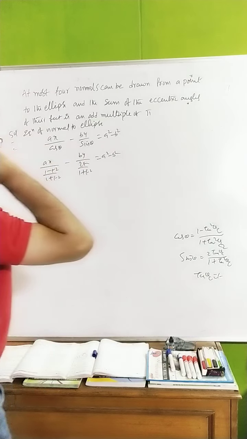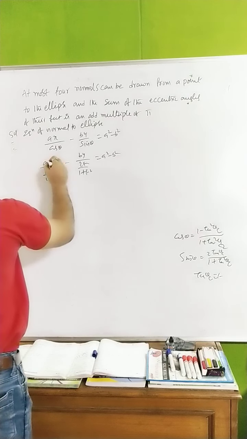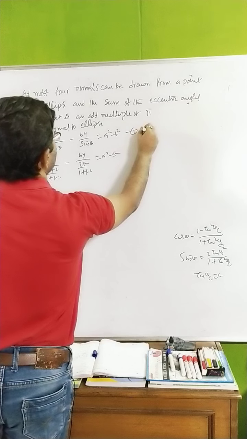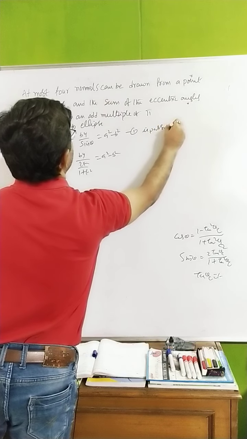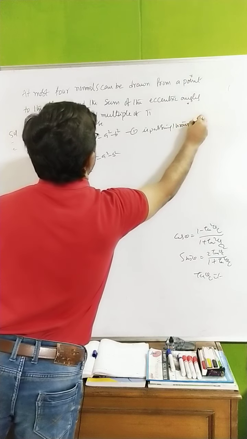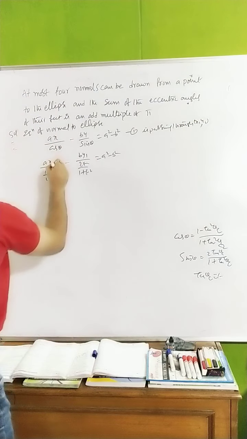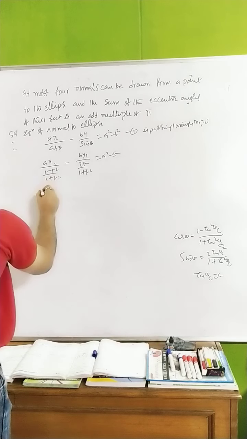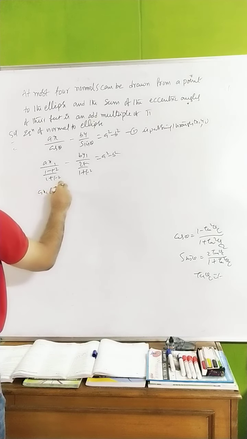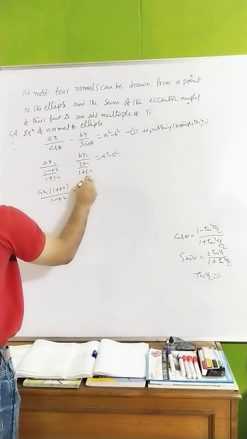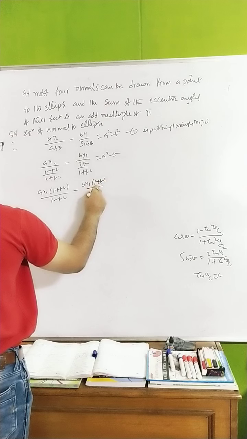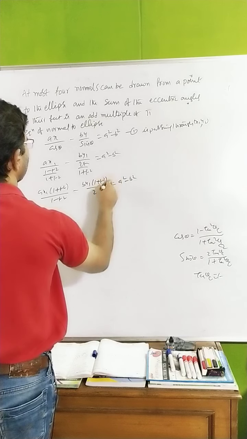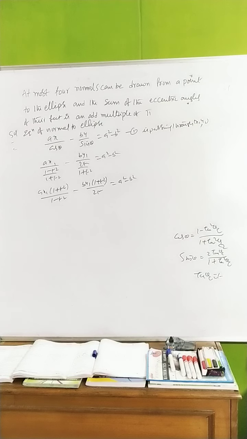Let us assume that this normal is passing through some point x1, y1. That means here we will get it like this. Now you see here, rearranging this. After rearranging, when you multiply, we get ax1 into 1 plus t square divided by 1 minus t square, plus by1 into 1 plus t square divided by 2t, equal to a square minus b square. If you rearrange, after rearranging we got it like this.